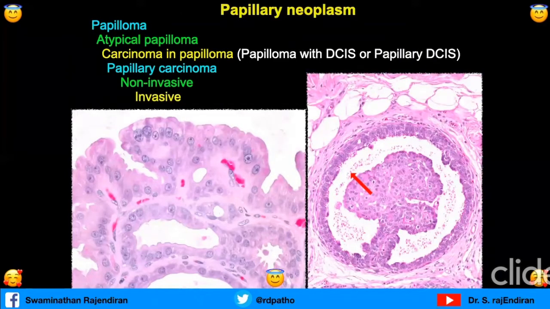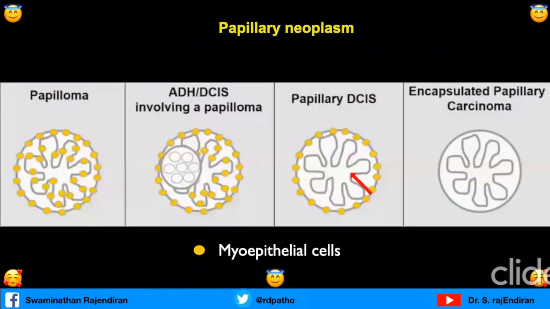Coming to papillary neoplasms, this is again another spectrum: papilloma, atypical papilloma, carcinoma in papilloma, papillary carcinoma, which can be invasive or non-invasive. Even though it looks difficult, this is the concept slide you have to remember. As I told you, the benign epithelium will have myoepithelial cells. These yellow dots are myoepithelial cells. Myoepithelial cells are in the periphery as well as in the center of the lesion in a benign papilloma.